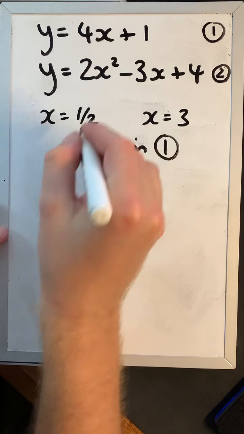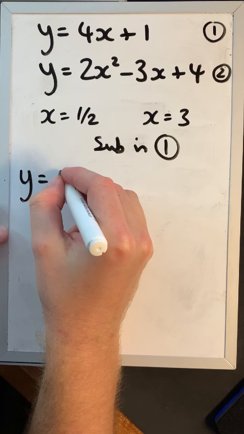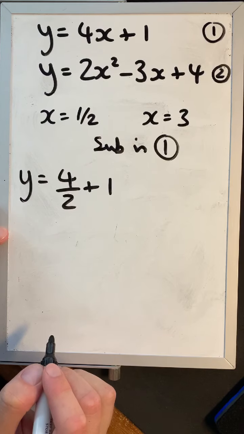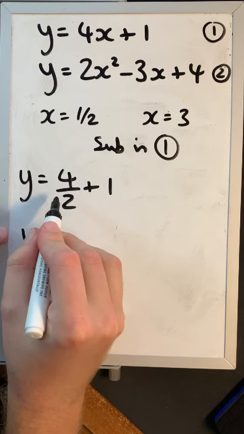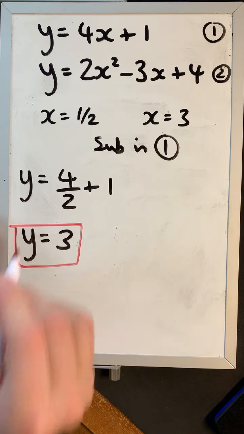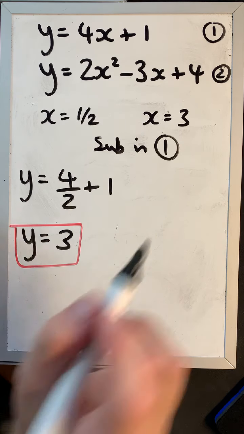So we've got then, for x is a half, we've got y is equal to 4 times a half, same as 4 over 2, plus 1. Of course 4 over 2 is 2. So we end up with 2 plus 1, which is 3. So that's the other answer there. So when x is a half, y is 3.